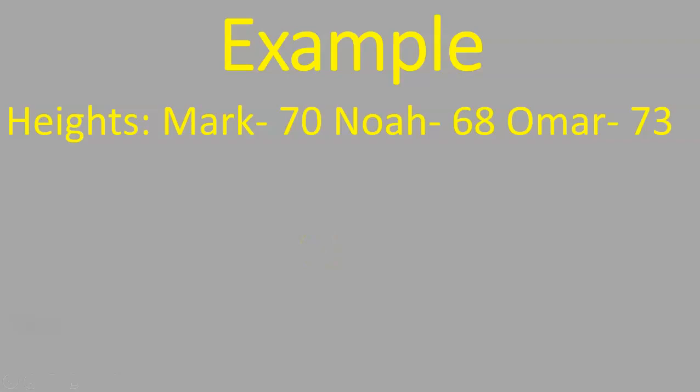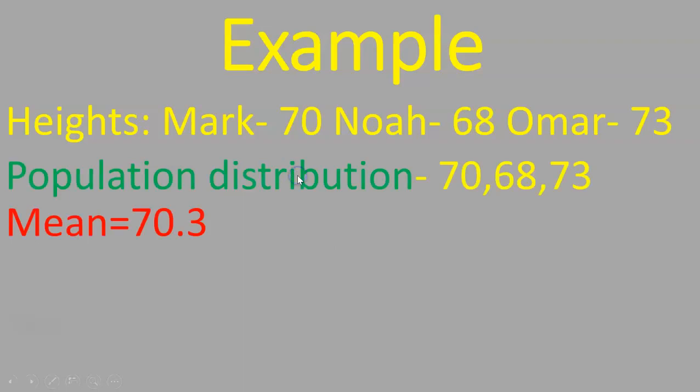Mark, Noah, and Omar, and you can see their heights. The population distribution would be simply those 3 heights. That's everybody in your population. The mean, by the way, is 70.3. We'll use the mean to make some illustrations. But the population distribution would be those 3.